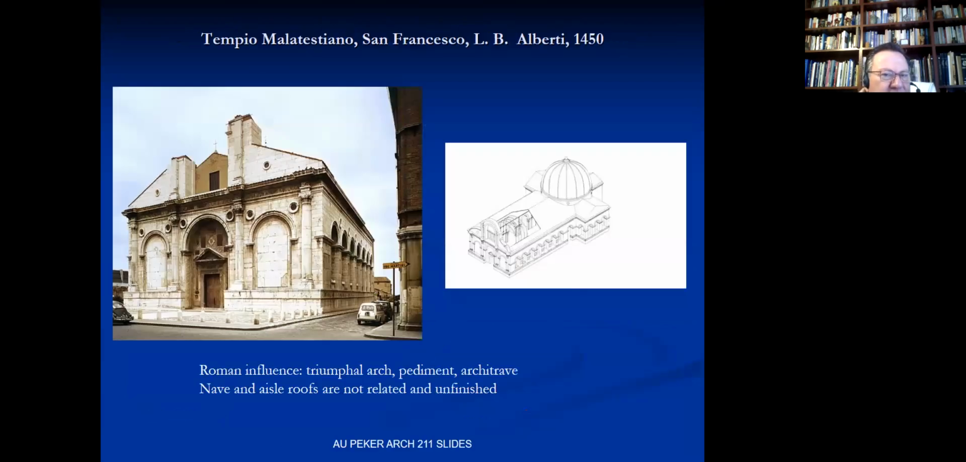Alberti's Tempio Malatestiano, San Francisco Church, displays Roman influence with this triumphal arch, triple organization of arcs, pediment, architrave. At the back of this facade, we have a typical basilica, nave and aisle roofs. Altogether, features of the medieval age are there. We have a transept dome. This monument is unfinished.